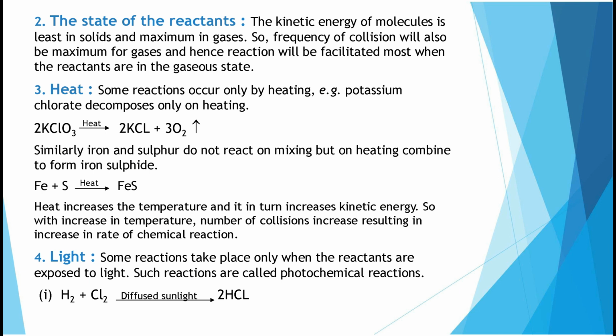And the next condition is heat. Some reactions occur only by heating. Some reactions need the presence of heat. For example, potassium chlorate decomposes only by heating. The formula of potassium chlorate is KClO3. When potassium chlorate decomposes, it requires heat. It decomposes into potassium chloride, and oxygen gas is released. So this is an example of heat.